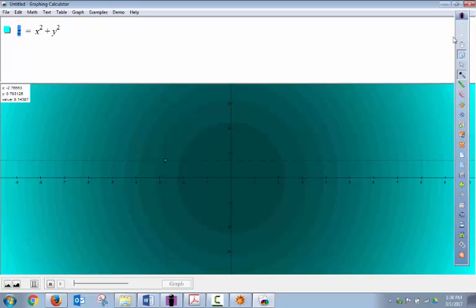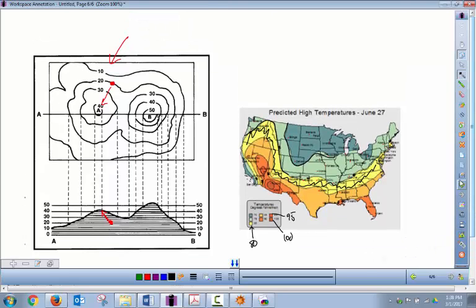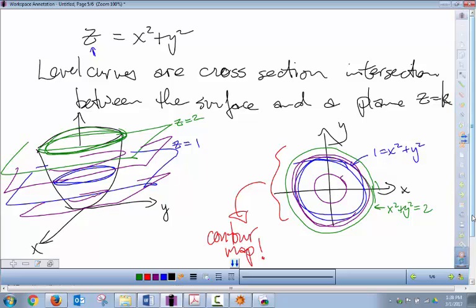Okay. So we could take a look at slices, horizontal slices, and the horizontal slices are called level curves. So that's a level curve.